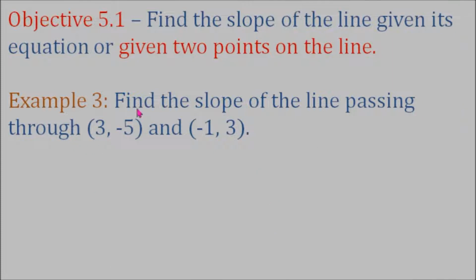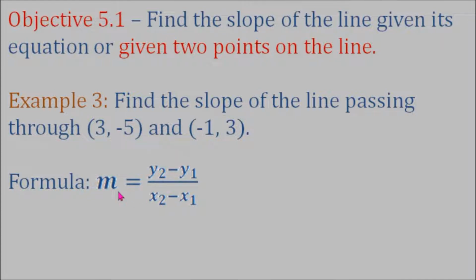Example number 3, find the slope of the line passing through 3, negative 5 and negative 1, 3. So this is our formula. M, or slope, equals y sub 2 minus y sub 1 over x sub 2 minus x sub 1. So 3 is our x sub 1, negative 5 is our y sub 1, negative 1 is our x sub 2, and 3 is our y sub 2.